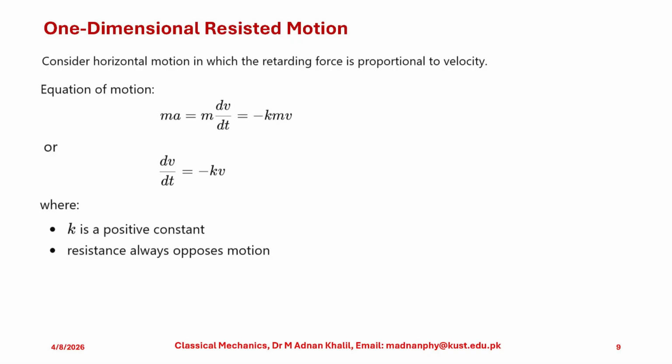Now if we divide both sides by m, we get dv by dt equals minus k times v. This is a differential equation, where an unknown function is present along with its derivative with respect to time. Here the unknown function is the velocity as a function of time. The equation says that the rate at which velocity changes is proportional to the velocity itself, but negative in sign, so larger speed means stronger retardation.